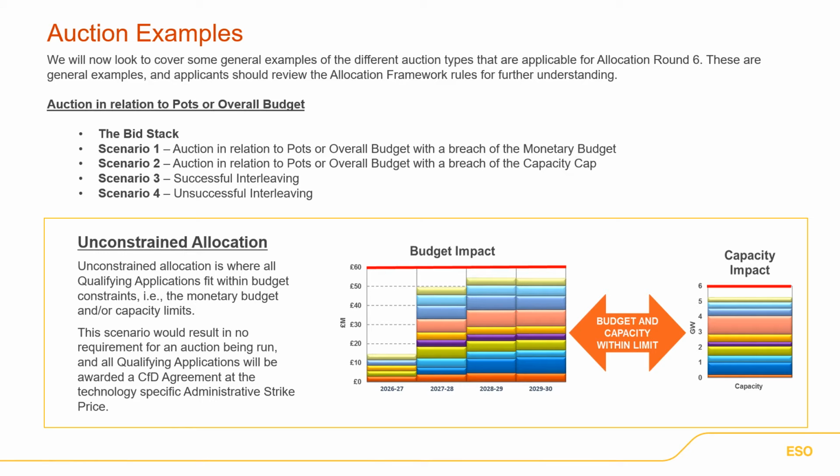In the event that qualifying applications do not lead to a budget breach and/or a capacity breach in the valuation process, then contracts will be awarded in a non-competitive fashion, and applicants will be awarded the relevant administrative strike price for the technology type. The chart on screen now shows this example of unconstrained allocation, with the budget impact and the capacity impact not being exceeded.